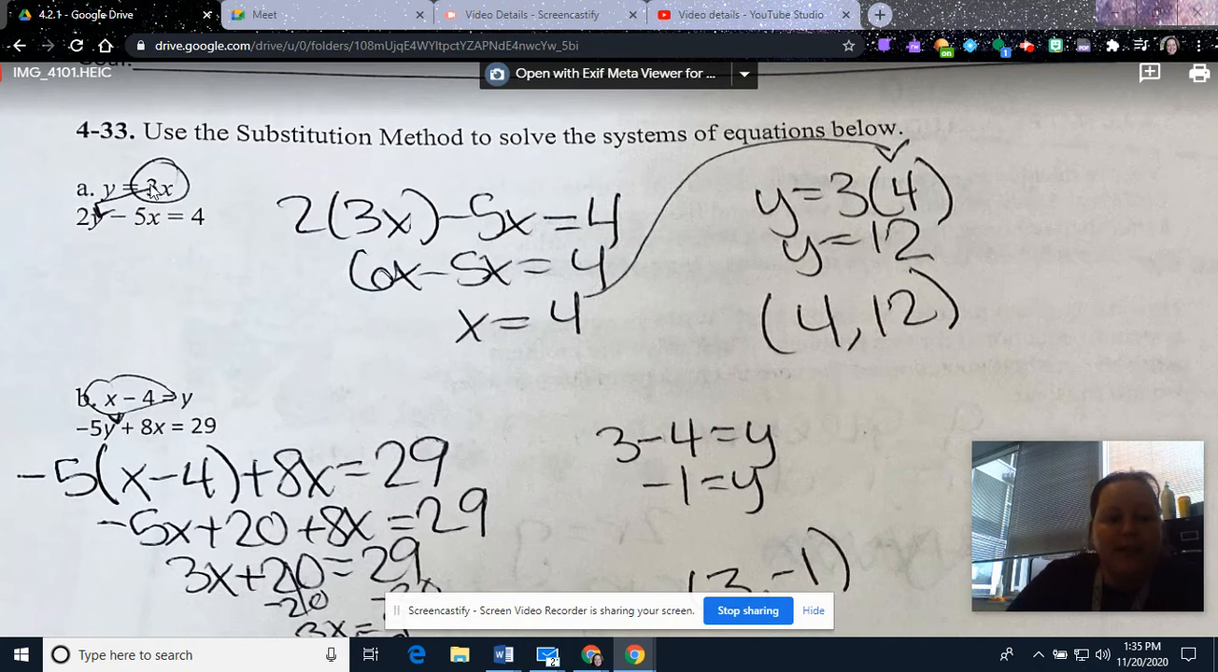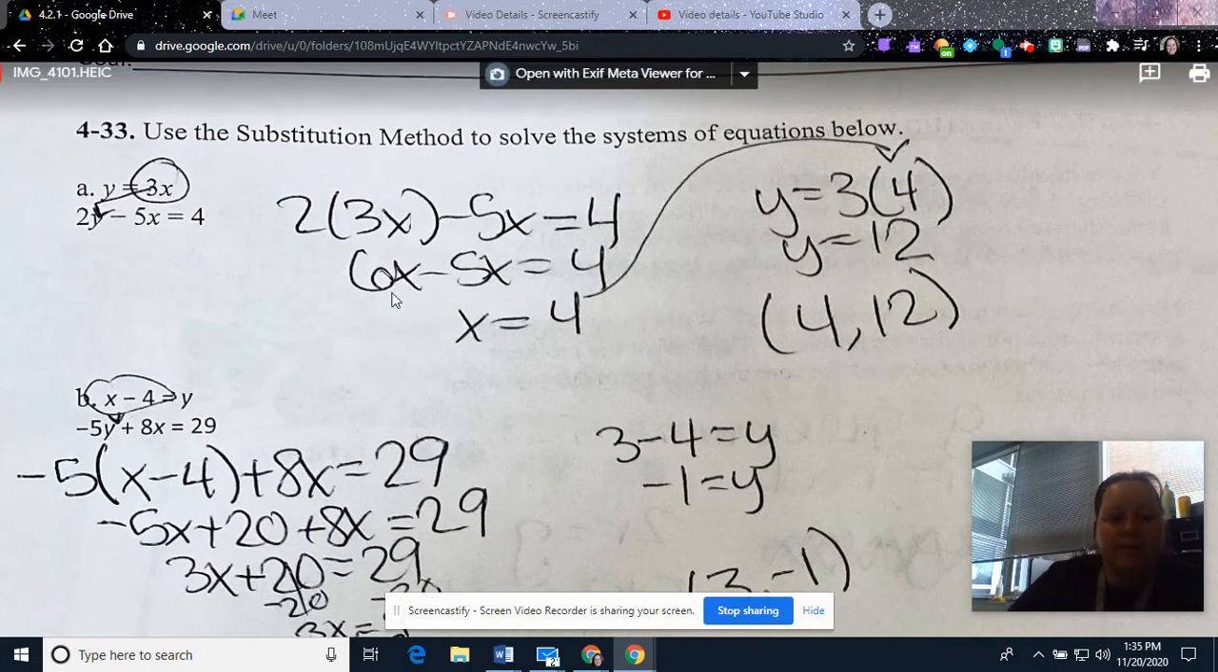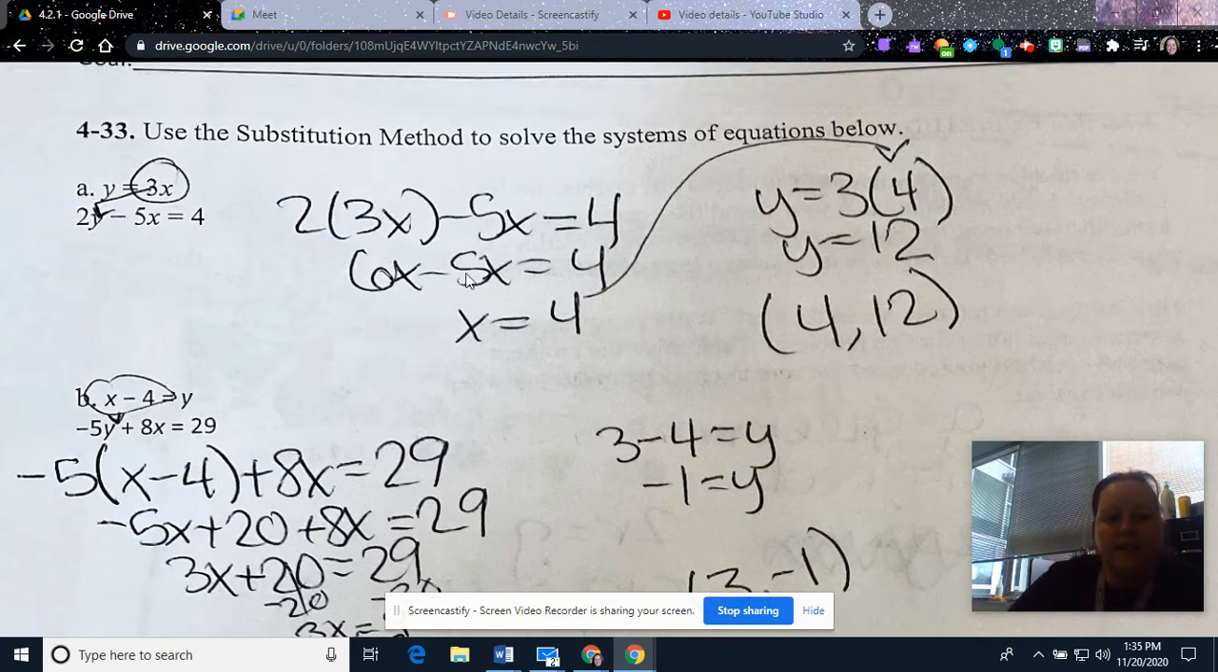Well, since y is 3x, we can plug that in for y, and so here's what it would look like. Here's 2, and then remember this is what y is, that equals 3x, minus 5x equals 4. 2 times 3 is 6, so now this becomes 6x minus 5x equals 4. And then 6x minus 5x gives you 1x, so you know x equals 4.